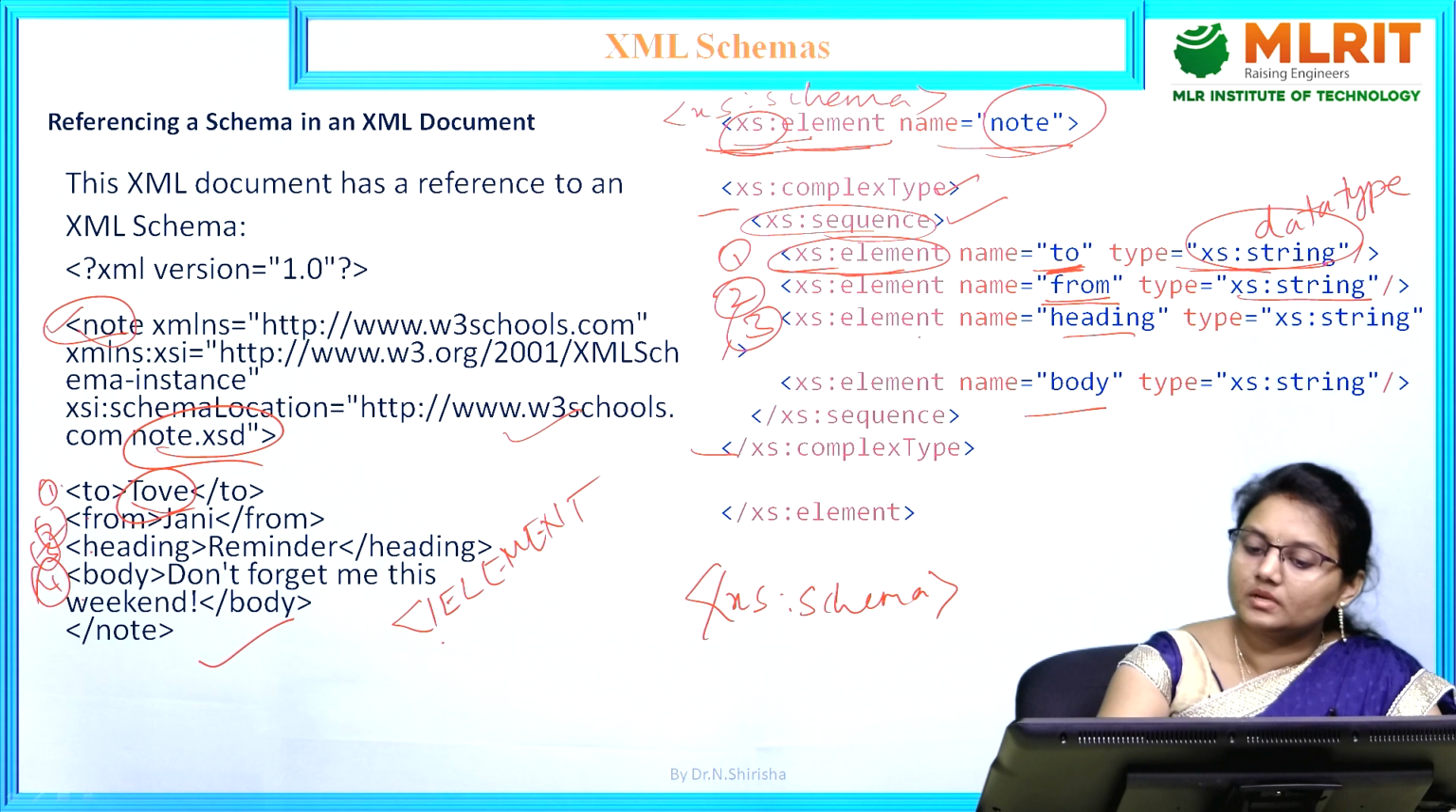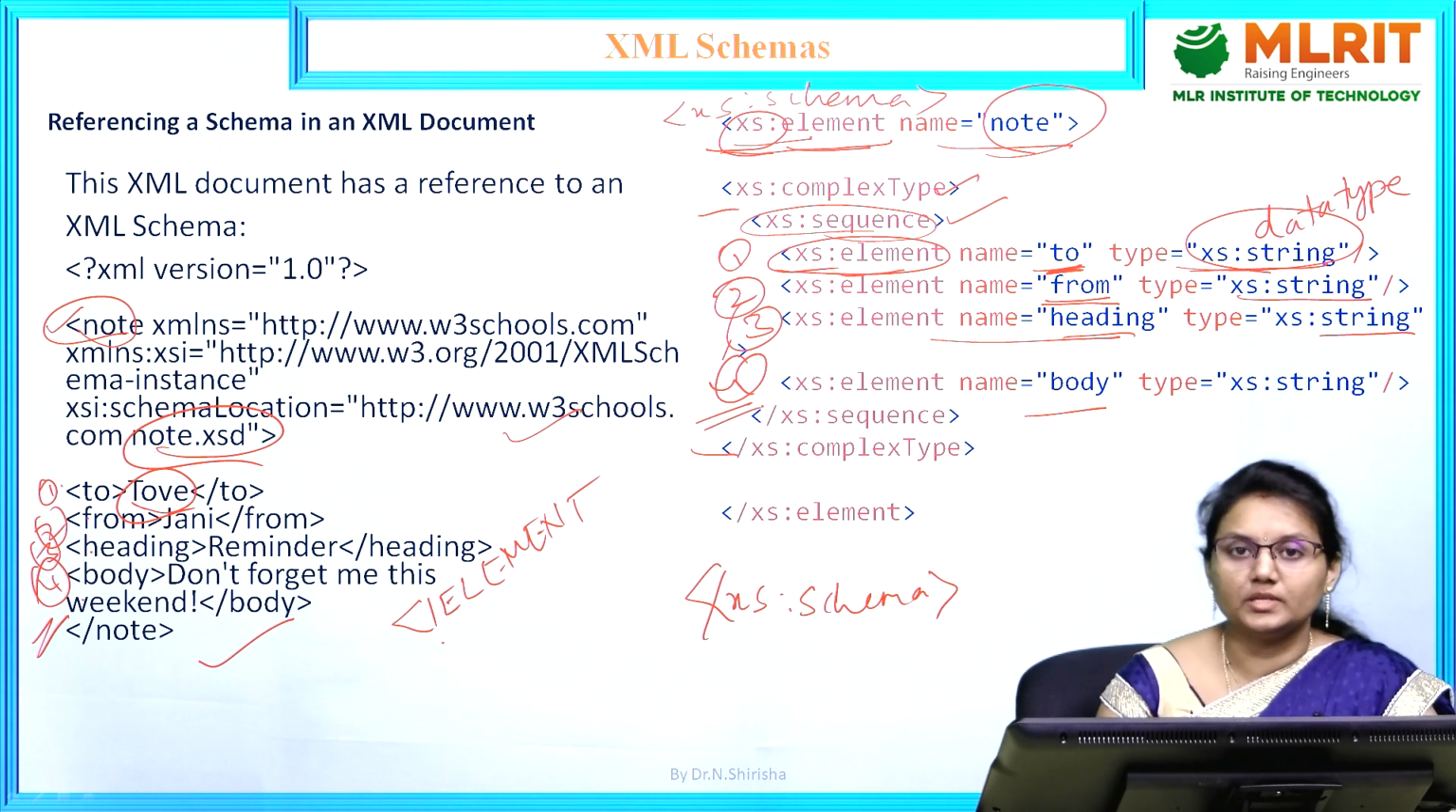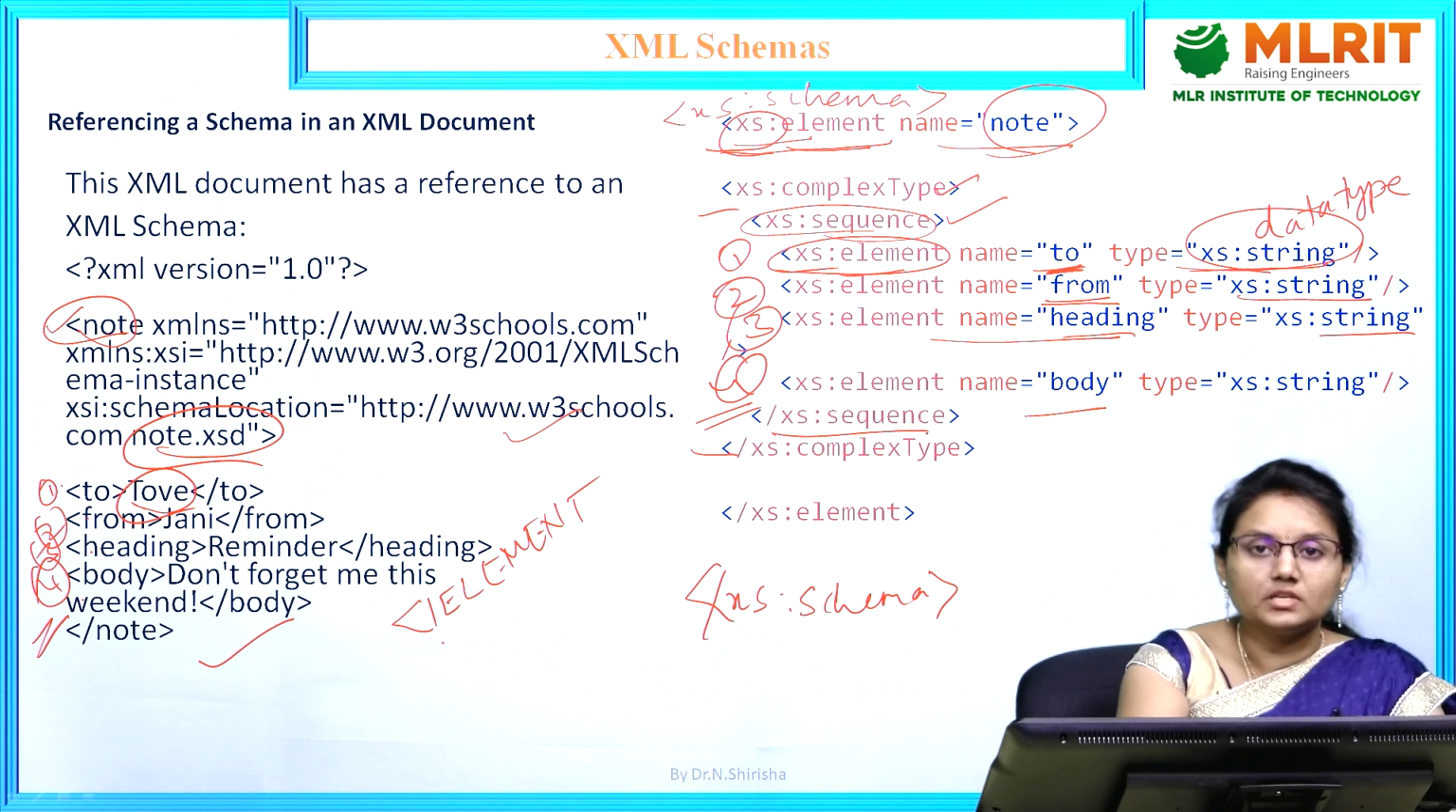Third, heading. What is the type? String. Fourth. So, how many tags we have? 4. For 4 we have given the elements. But where you have to define them? Inside xs:sequence. Sequential child elements are defined in the type xs:sequence. We don't have any other elements in our program. So, for complex type we are not defining anything, empty.